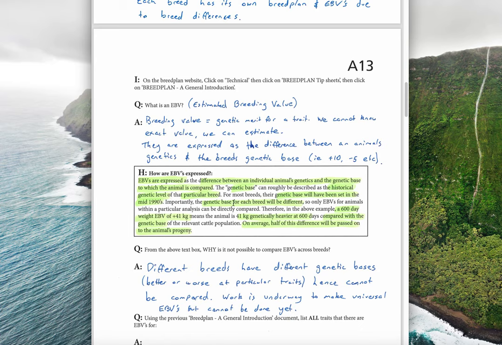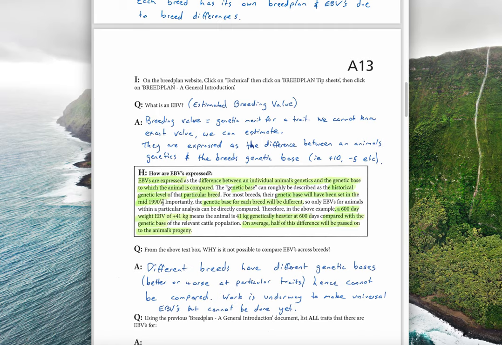Importantly, the genetic base for each breed will be different, so EBVs for animals within a particular analysis can be directly compared. Therefore, in the above example, a 600-day weight EBV of 41 kilos means the animal is 41 kilos heavier genetically at 600 days compared with the genetic base of the relevant cattle population. So the important thing here is that it said the genetic base will have been set in the mid-1990s.